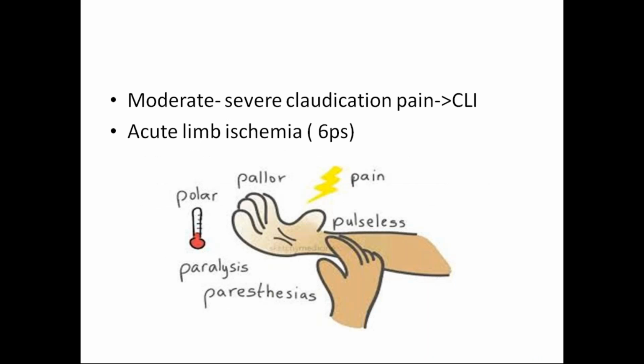So there is moderate to severe claudication, critical limb ischemia. You know the 6 P's: pain, pallor, paresthesia, paralysis, pulselessness, poikilothermia. Okay, these are the 6 P's. Poikilothermia means the ability to control the temperature is lost, so the limb will usually be cool compared to the other parts of the body.